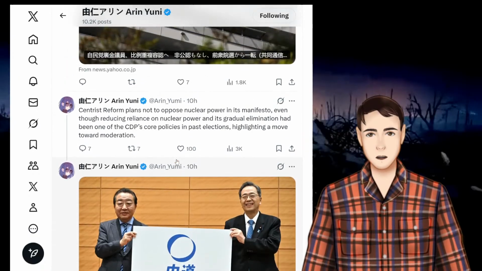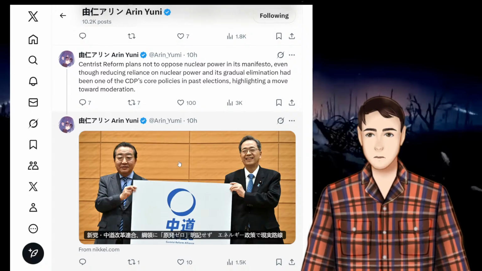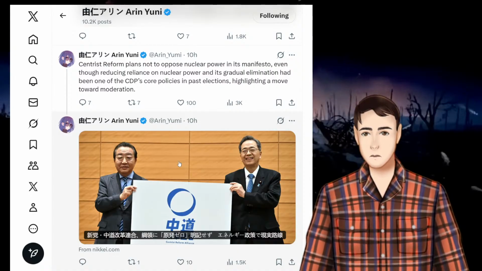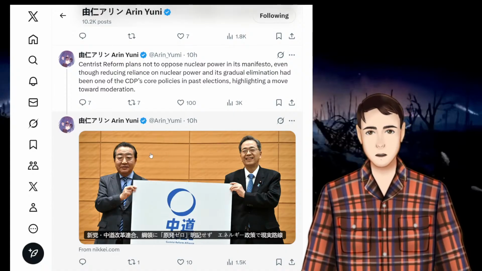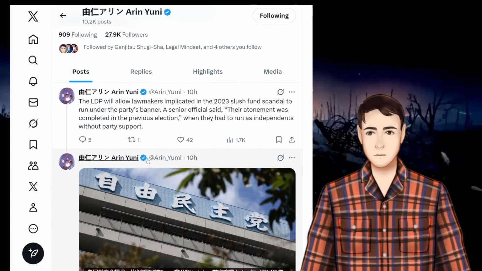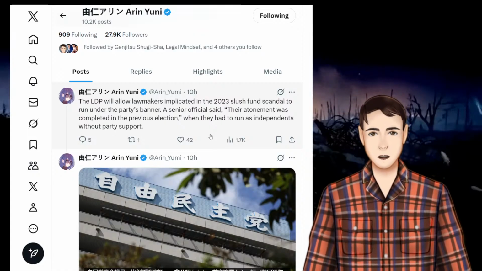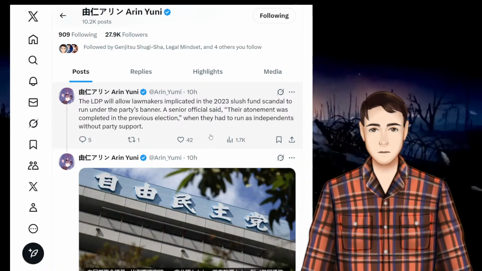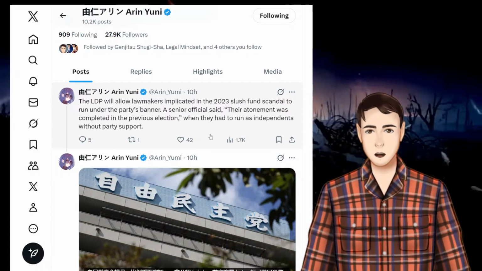this snap election. Centrist reform plans to not oppose nuclear power in its manifesto, even though reducing reliance on nuclear power and its gradual elimination had been one of CDP's core policies in past elections, highlighting a move towards moderation. Interesting. So that's one less thing I can dislike the CDP over, or this new party over. And last news is, nope, get off that. LDP will allow lawmakers implicated in the 2023 slush fund scandal to run under the party's banner. A senior official said their atonement was completed in the previous election when they had to run as independents without party support. Did any of them keep their seats?